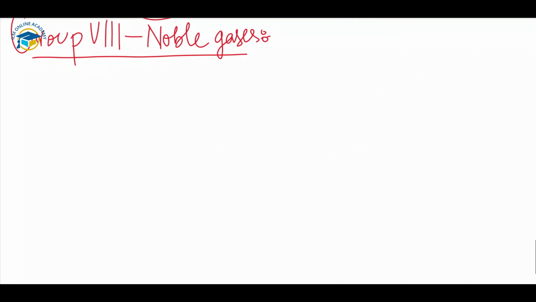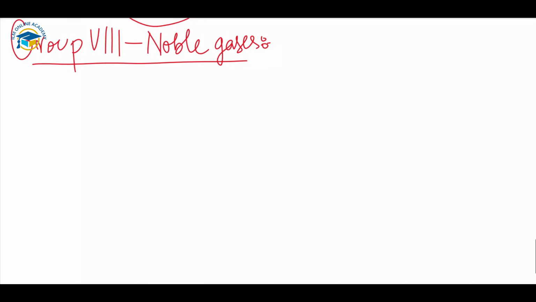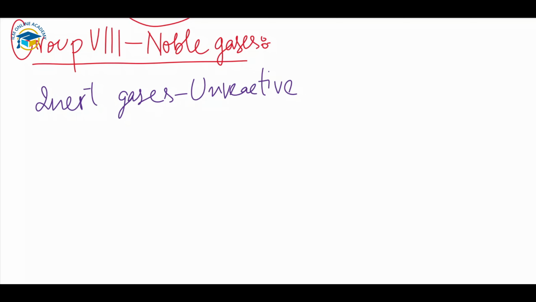So now the next group, which is group 8, the noble gases. All the noble gases are present in the Earth's atmosphere. Together they make up about 1% of the total, though argon is the most common one. These gases are particularly unreactive, and that's why they are referred to as the inert gases. They are also known as the noble gases.